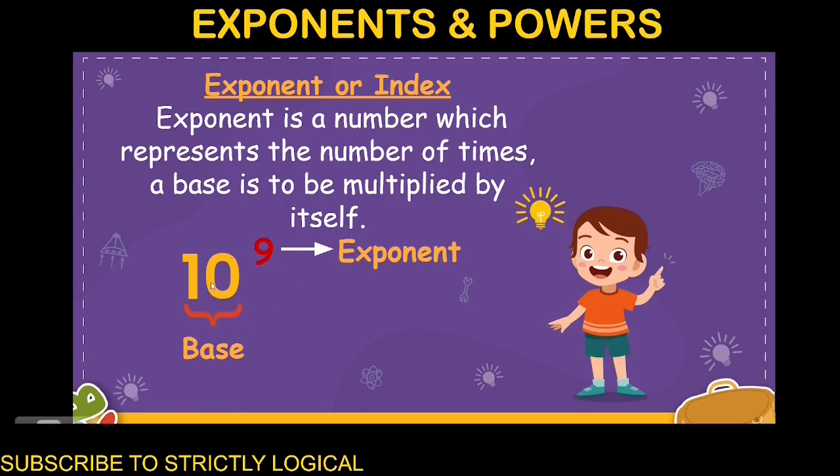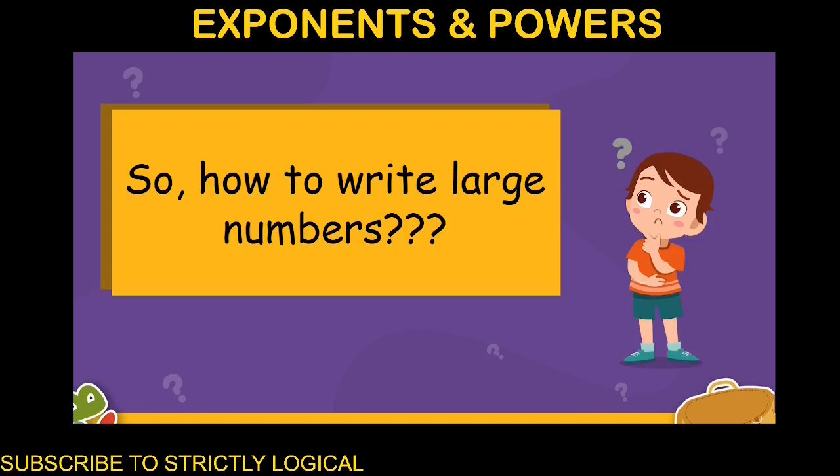Dear friends, please pay attention here. This can be read as 10 to the power 9. This means that the base 10 needs to be multiplied by itself how many times? 9 times. Exponent suggests the number of times a base needs to be multiplied by itself. It does not mean that 10 is multiplied to 9. Now let's see how to write these large numbers in exponential form.